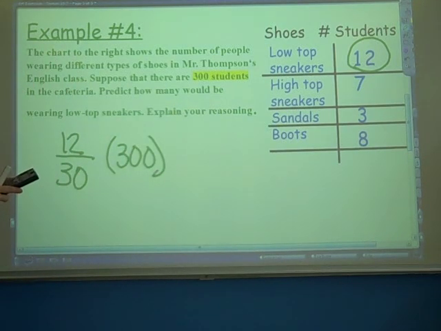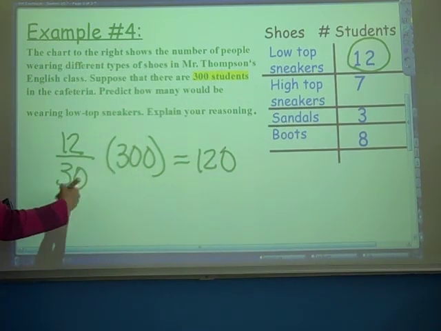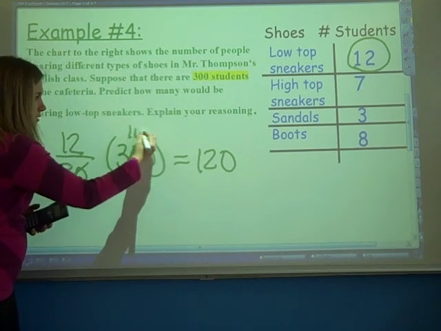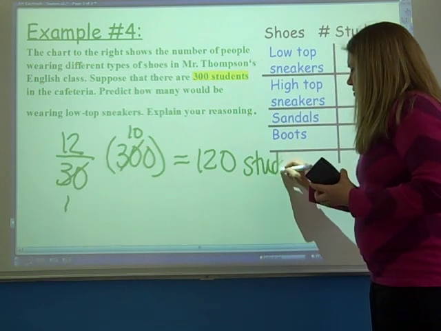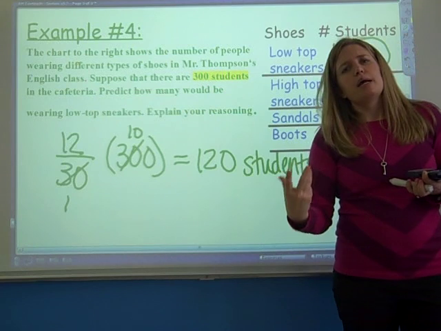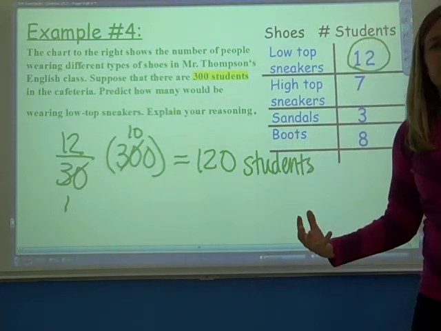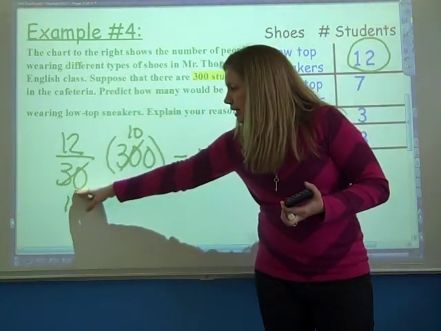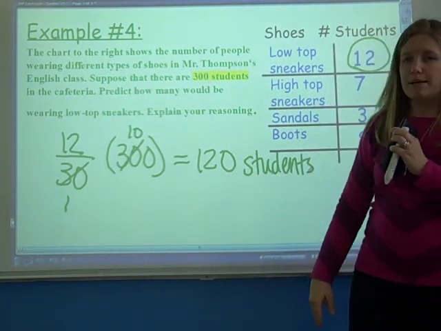So we should get 120 there, but let me just double check that, make sure that my math is on target. For those of you who weren't sure what I did, divide 300 by 30, you get a 10. 12 times 10, 120 students would be expected to wear low-top sneakers. And to explain, I would write something to the effect that since 12 out of 30 of his students wear them, I'd use the experimental probability times the number of students to give me an estimate for the amount of students who prefer low-top sneakers.